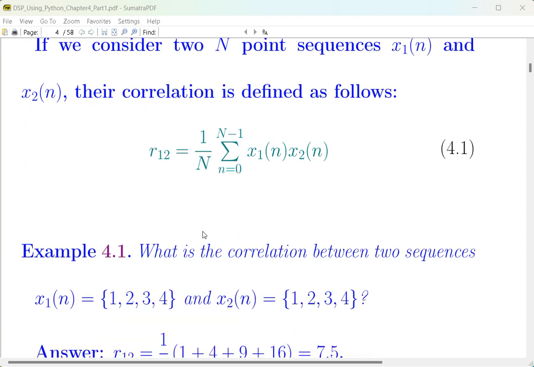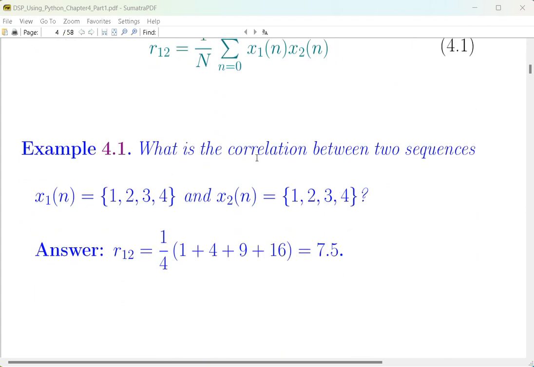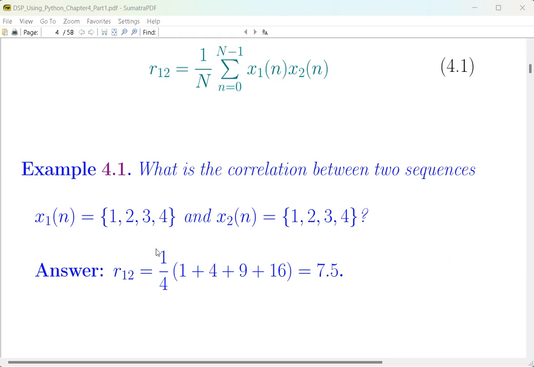Okay. Now, a very simple example. What's the correlation between two sequences x1 and x2, both having a test pattern 1, 2, 3, 4? Very simple equation, and you'll get the result 1 over 4 times 1 plus 4 plus 9 plus 16, which equals 0.5. That's a very simple start, but it has problems and we cannot use it.